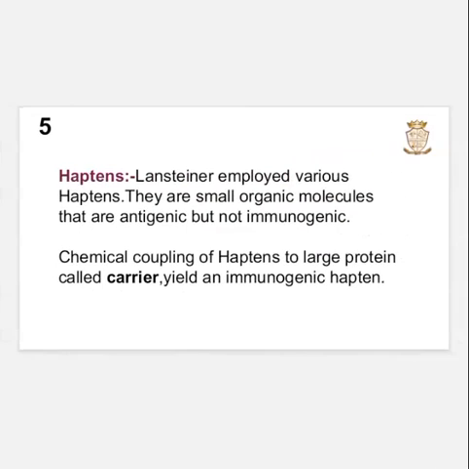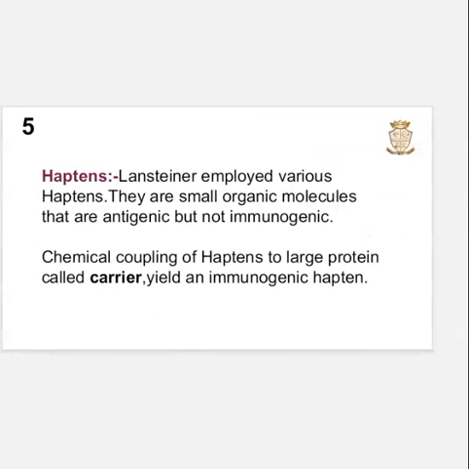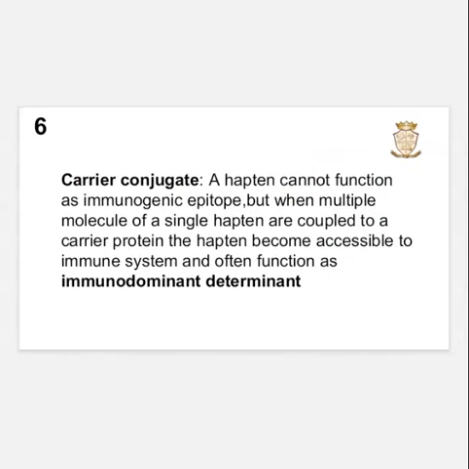Haptens. Landsteiner employed various haptens. They are small organic molecules that are antigenic but not immunogenic. Chemical coupling of haptens to a large protein called a carrier yields an immunogenic hapten-carrier conjugate. A hapten cannot function as an immunogenic epitope, but when multiple molecules of a single hapten are coupled to a carrier protein, the hapten becomes accessible to the immune system and often functions as an immunodominant determinant.